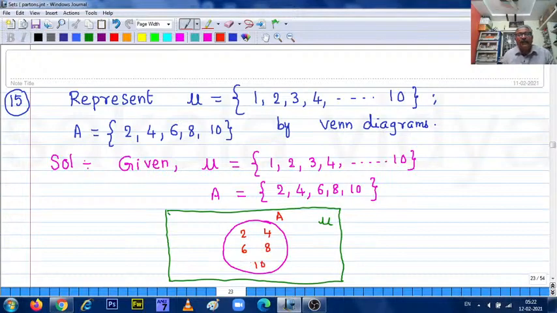Already written. After writing 2, 4, 6, 8, 10, the remaining elements outside of A you need to write. What are there? 1 is there. Next, 3 is there, 5 is there, 7 is there, and 9 is there. Write down 9. Completed: 1, 3, 5, 7, 9. So 1, 2, 3, 4, 5, 6, 7, 8, 9, 10. In this way, using a Venn diagram it can be expressed, represented, illustrated.